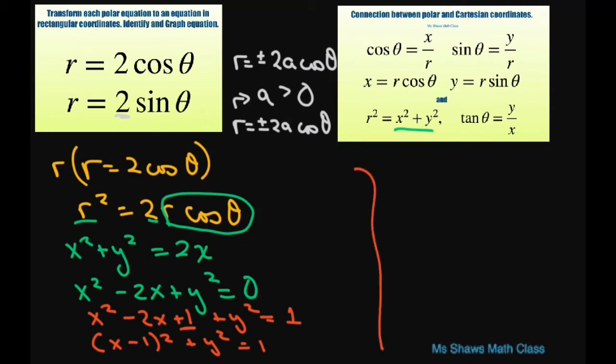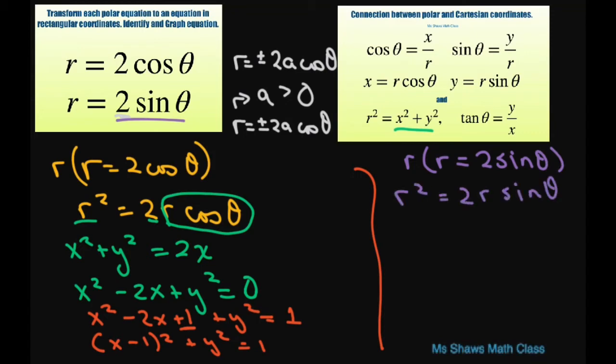Same thing's going to happen with this one, except it's going to be for sine. So you multiply through by r, you're going to get r times r equals 2 sine of theta, so you get r squared equals 2r sine of theta. And this is going to be x squared plus y squared equals 2y. Move everything over to the left-hand side and complete the square. So half of 2 is 1, plus 1. So you're going to add 1.